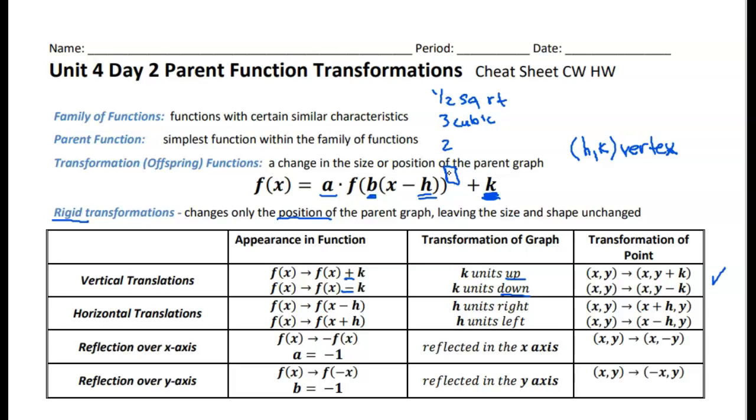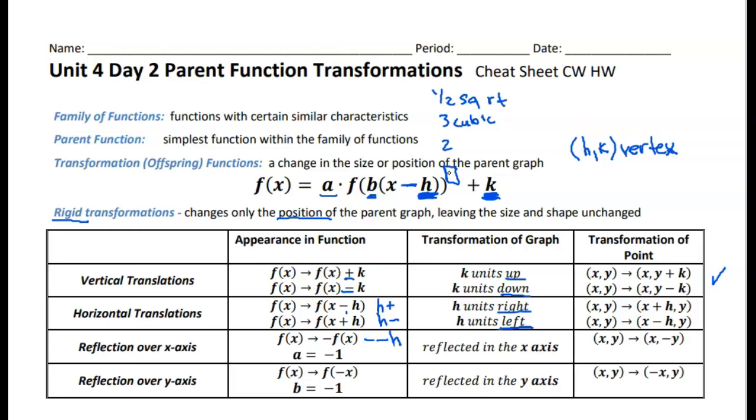Horizontal translations, when you have a number inside your parenthesis with x, inside the function, attached to x with a plus or minus, that's going to shift your function right or left. So if you have a minus h, remember it's a minus in the formula. If you have a negative, that means h is positive. Okay, so h is positive here. It's going to shift to the right, and you just add h to your x value. If it's a plus h, that means it's a minus negative h. Your h is negative, and the graph will shift left.